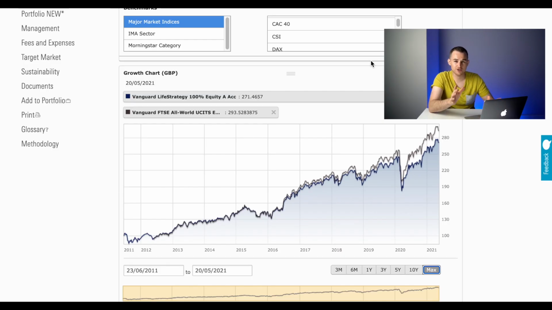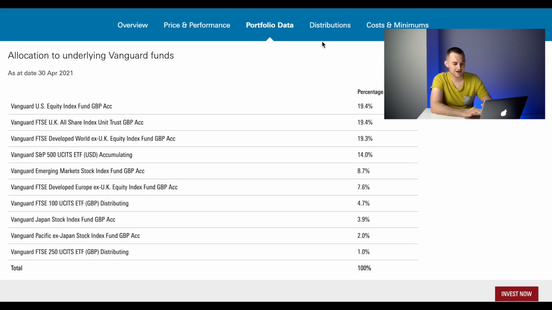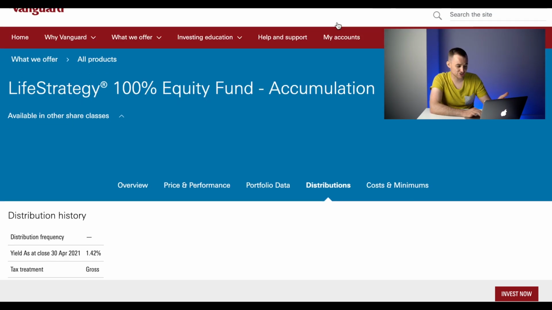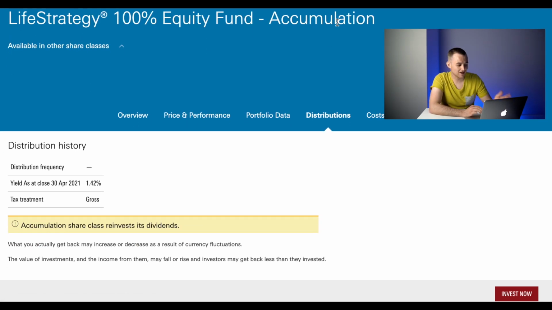But just in case you're still wanting to find out a bit more about the Life Strategy Fund, we're going to head back over onto Vanguard's website and take a look at the final 2 tabs. So next up is distributions. A great thing about the Life Strategy Fund, it does pay dividends at 1.42%. The other great thing is this fund is an accumulation fund, which means as any dividends are paid, it automatically reinvests its dividends. This introduces something incredibly exciting known as compound growth, which basically means our interest is earning interest and then the interest is earning interest.